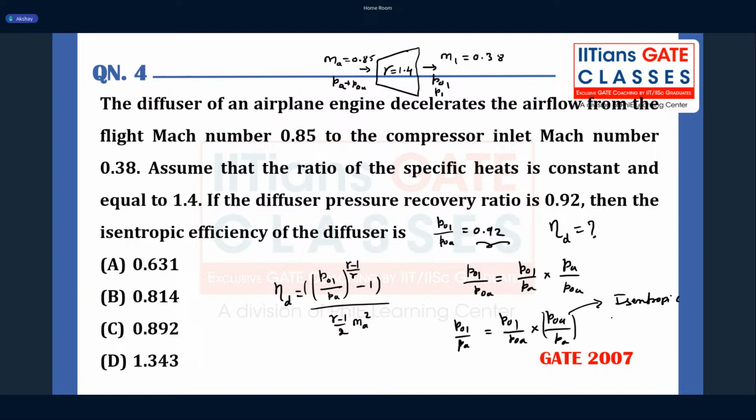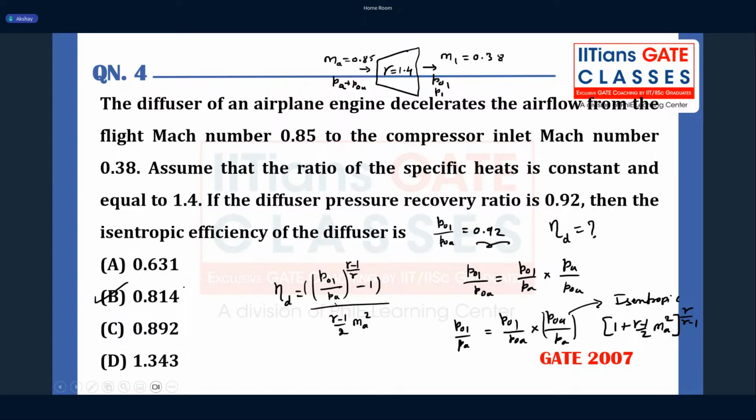So that means I can write it as 1 plus gamma minus 1 by 2 times MA square to the power of gamma by gamma minus 1. So I can replace that one with the isentropic relation. MA is given to us, 0.85. So in that sense, we should be able to calculate everything, right? If we substitute back and calculate P01 by PA, and all other things are given to us, we should be able to see the diffuser efficiency to be 0.814.